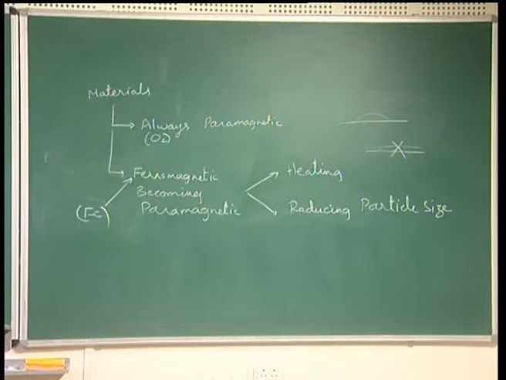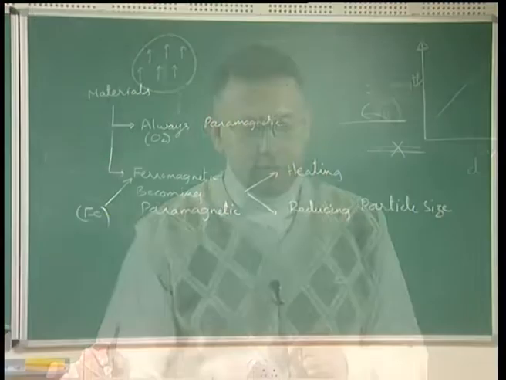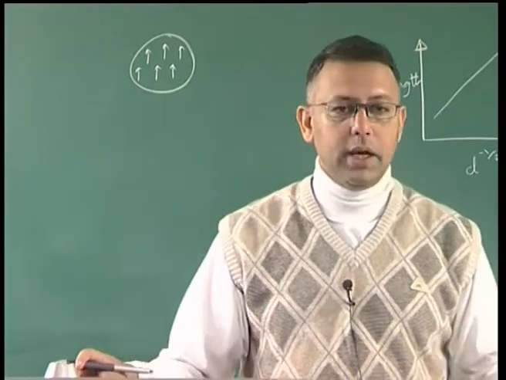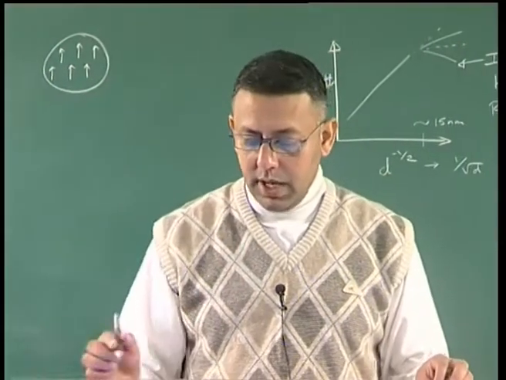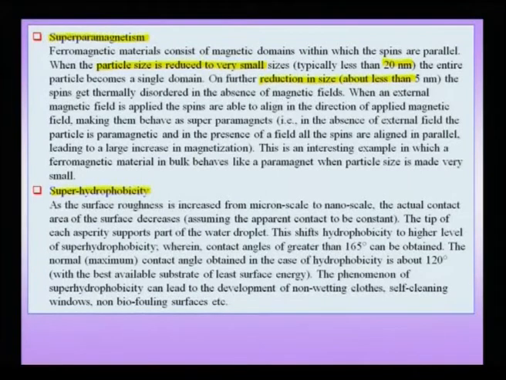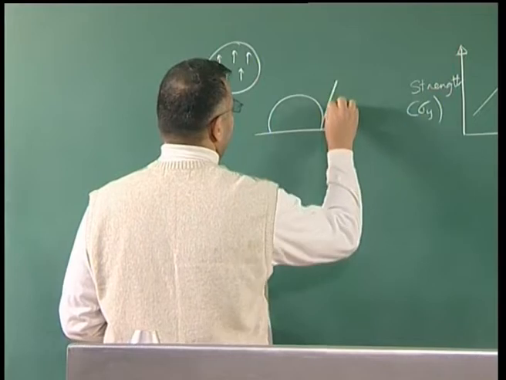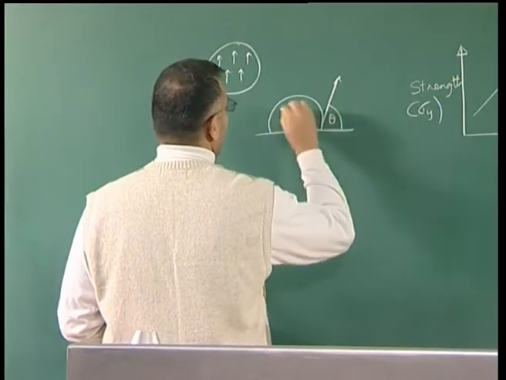But the important point which comes about when you study the lotus leaf is the fact that it is not just hydrophobic, the word hydrophobic meaning that it repels water, but it is actually super hydrophobic. The difference between hydrophobicity and super hydrophobicity can be understood by measuring the contact angle. So I put a droplet and I measure the contact angle. This is my contact angle that the droplet makes.